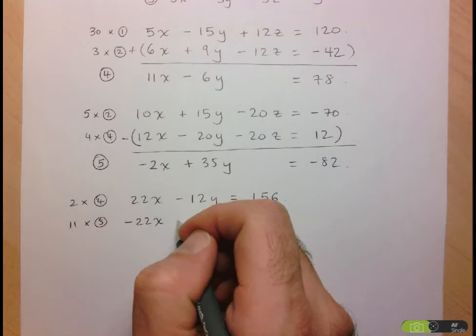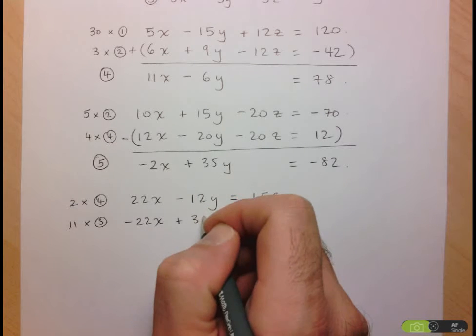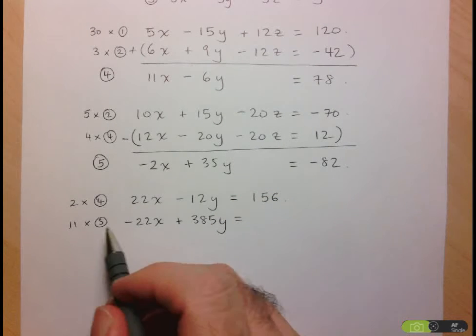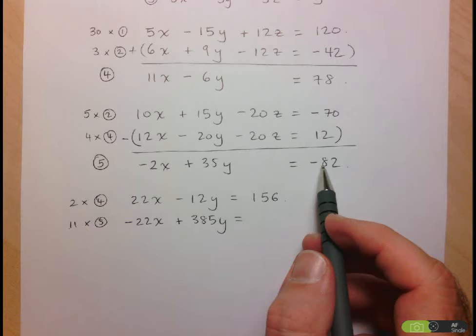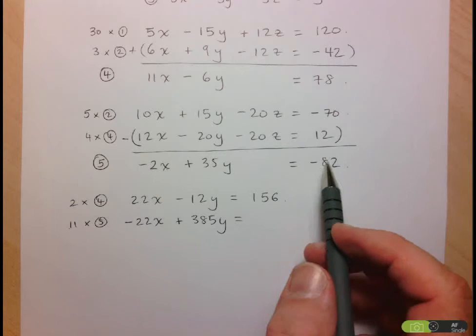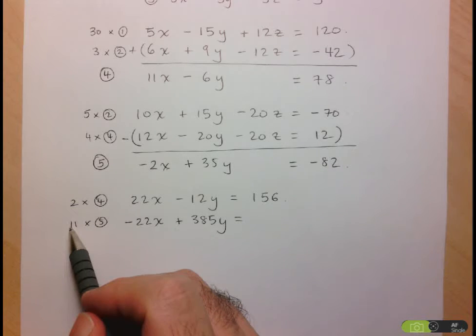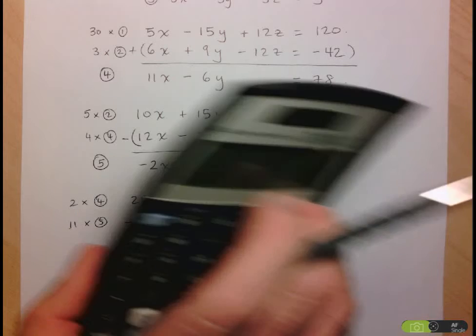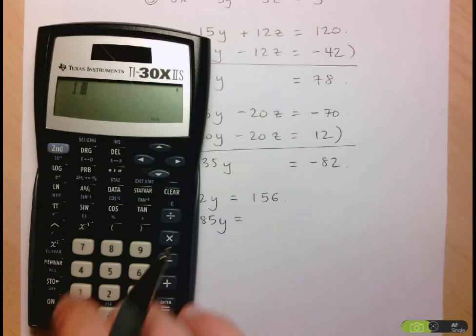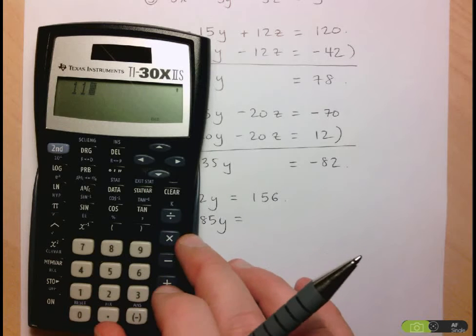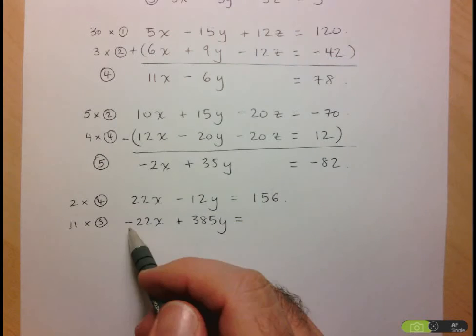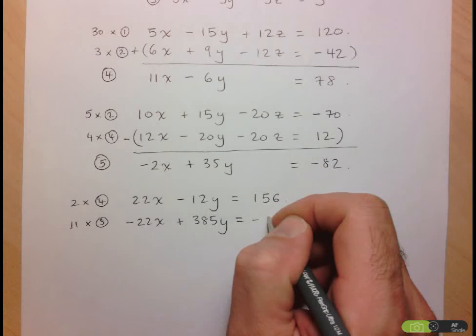Okay, so here plus 385y equals, and here 11 times 82. For the fun of it, let's try to do it in our head. So 82 times 10 is 820 plus 82, so that should be 902, but again, I'm going to check that on my calculator. So 11 times 82, yeah, 902, but be careful, it should be negative, so negative 902.